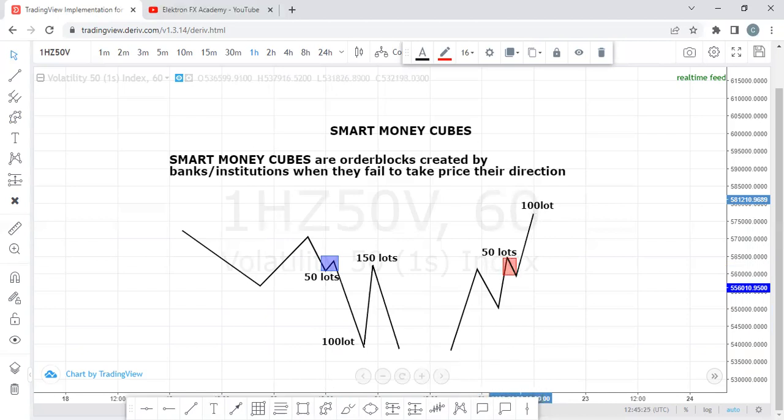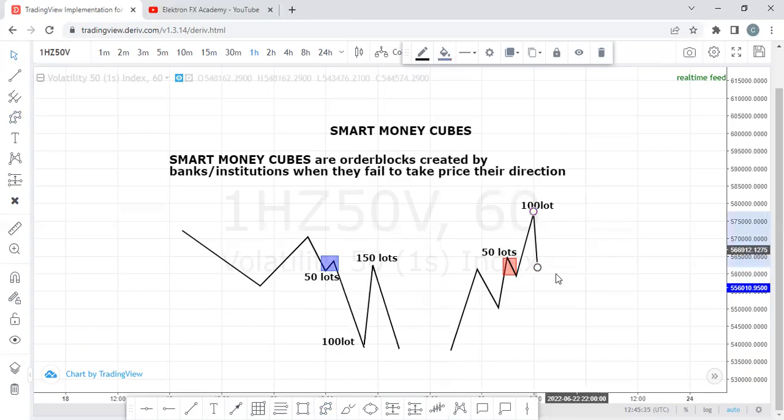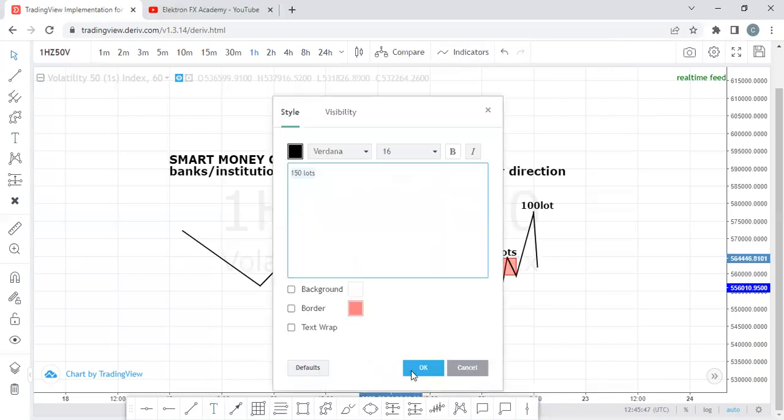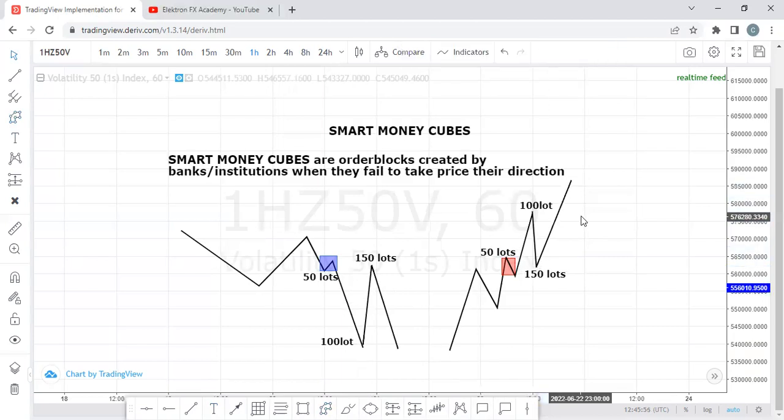So now what happens is that the market eventually comes down to this point, and then when it comes there, they close their positions, right, and maybe add more buys so that it will go in the initial direction which they planned, right? So you will have this, right? 150 lots this time around, they now buy back with 150 lots, and then they take price higher, right? So that's just the story behind smart money cubes, and you always find this happen in your charts, right?